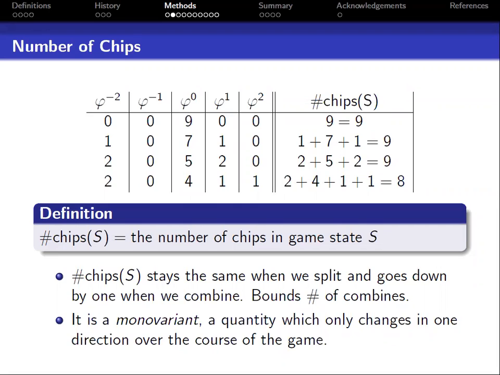And so this always goes down as you take any combine move. But if you take a splitting move, it stays the same. So essentially, this bounds the number of combines by the number of chips you start with. And then to prove the game terminates, it suffices to bound the number of successive splits. That is much more difficult than one might imagine. And so let's see how we're going to do that.